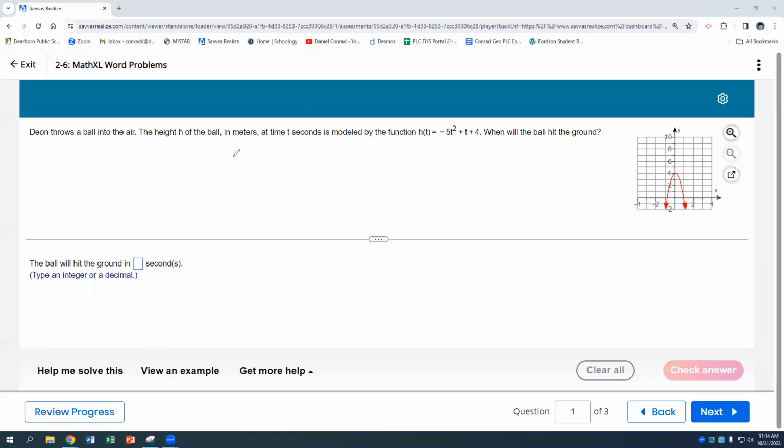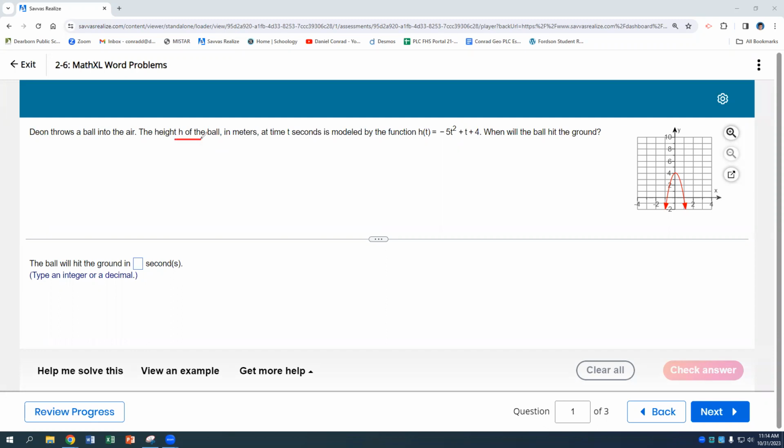All right, this is the word problems for 2-6. So we need to be able to use the quadratic formula. We also need to be able to interpret the discriminant for these as well, depending on what the question is asking. Okay, so the first one here, Dion throws a ball into the air.